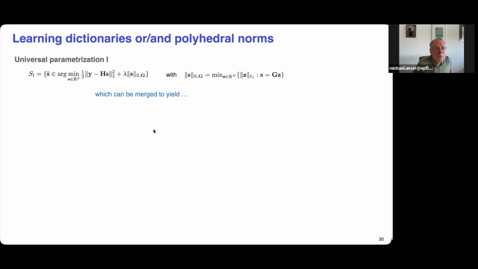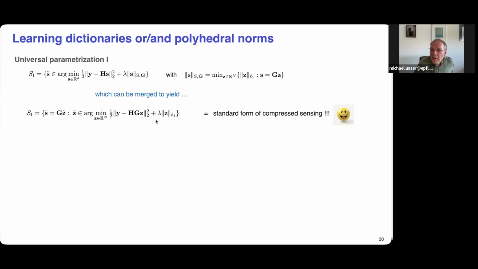But now let's try to implement that. So first of all, the regularization norm is given by this. But it can be merged into the problem, and then you recognize your classical compressed sensing problem where you have a dictionary G and you're trying to optimize, getting the sparsest representation. And so you're extremely happy, because this is what we have been doing for 10 years. So this in principle we know how to solve.